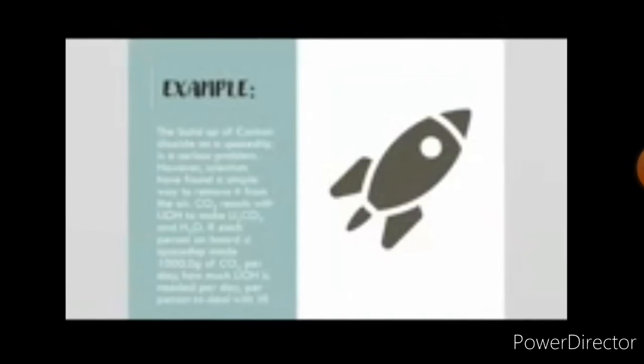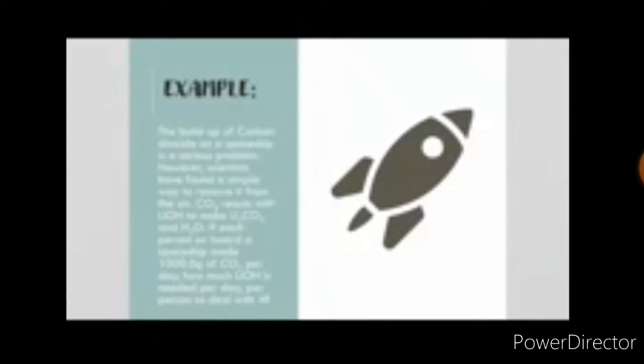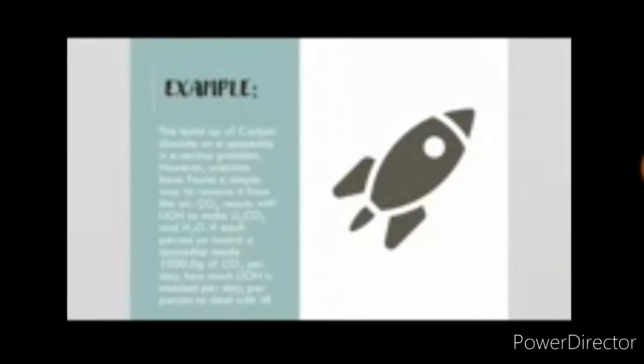So in this example, this is taken out of our old grade 11 textbook. It states the buildup of carbon dioxide on a spaceship is a serious problem. However, scientists have found a simple way to remove it from the air. Carbon dioxide reacts with lithium hydroxide to make lithium carbonate and water. If each person on board a spaceship made 1,000 grams of carbon dioxide per day, how much lithium hydroxide is needed per day per person to deal with it?